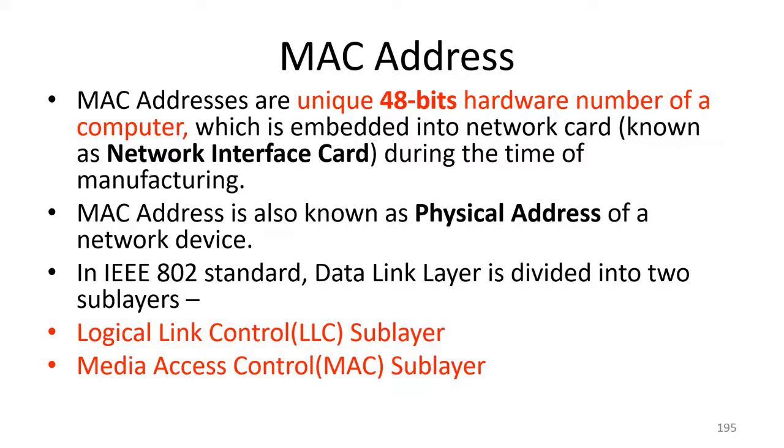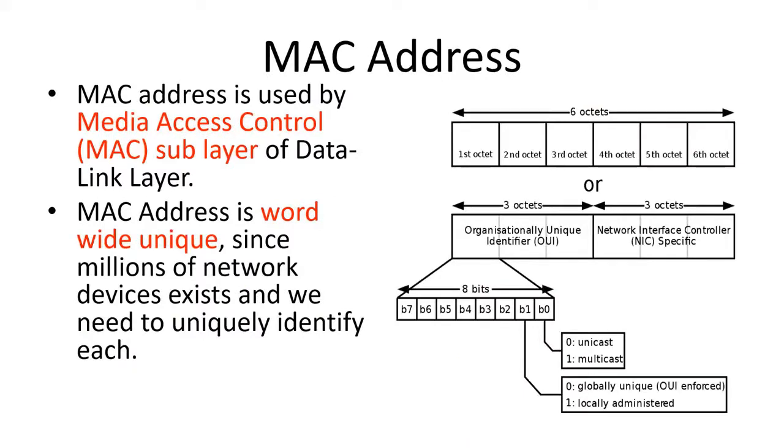Already you know that one. The network interface card gets it during the time of manufacturing. The MAC address is a physical address, whereas the IP address is a logical address. In the IEEE 802 standard, the data link layer is divided into two sublayers. What are the two sublayers? The logical link control sublayer and the media access control (MAC) sublayer. Of these two, the MAC address is issued by the media access control sublayer.